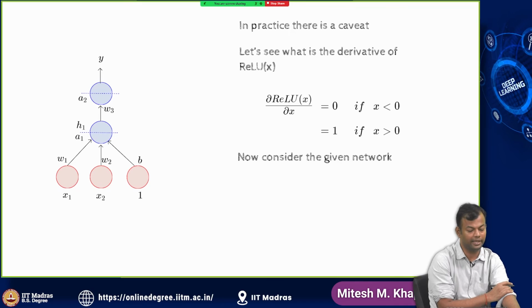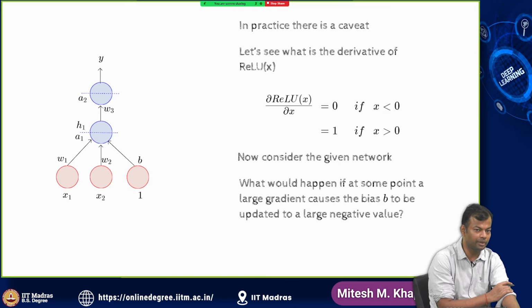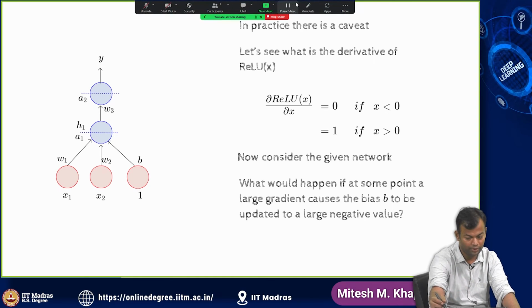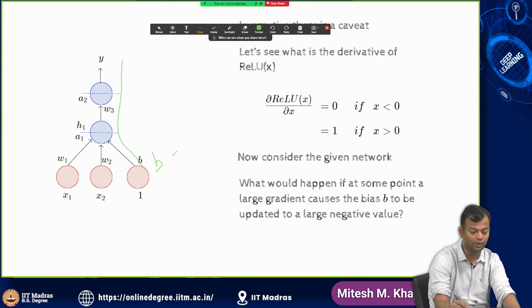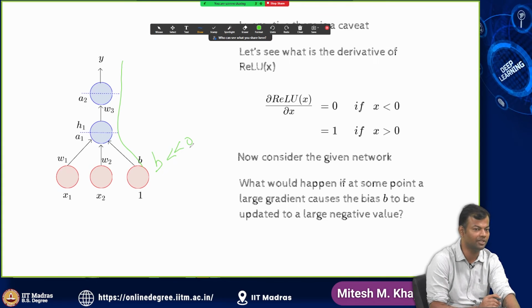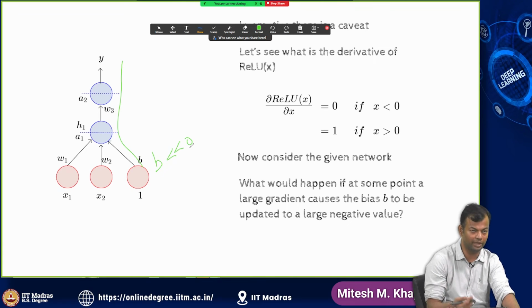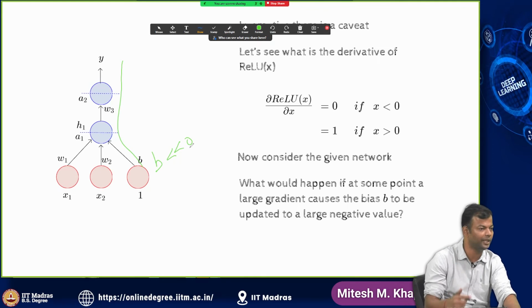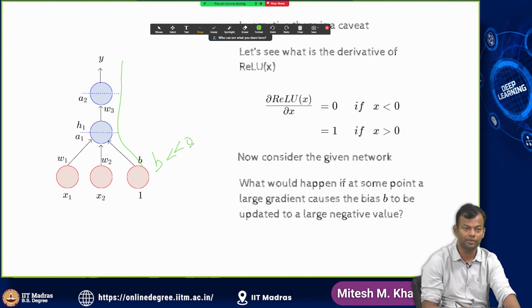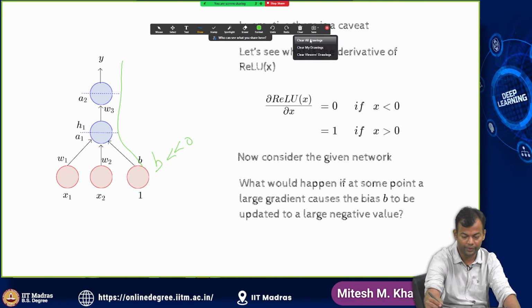So I've given you a toy network here. Now at some point, suppose there's a large gradient which flows through the network, and it makes B's value very negative, right? Suppose B takes on a large negative value. This is not cooked up, this is conceivable that this could happen. You have some training example which causes B to update, and then B becomes a very large negative value, right? Now, if that happens, what would the consequence of it be?